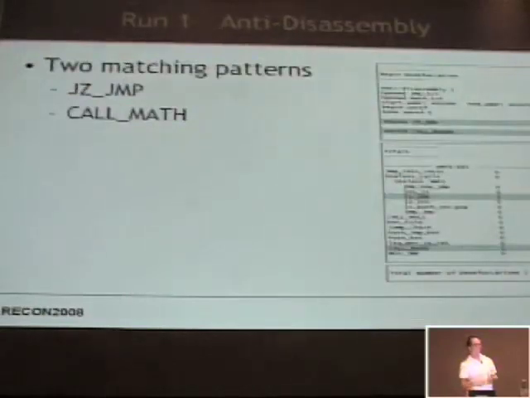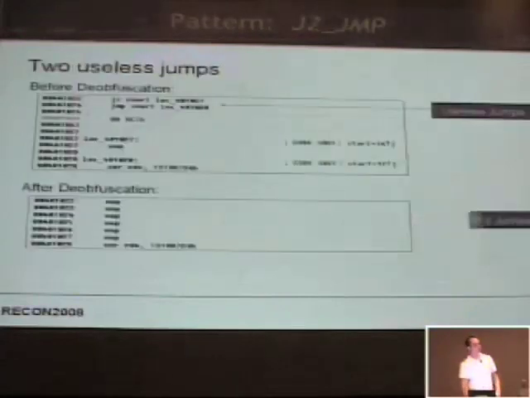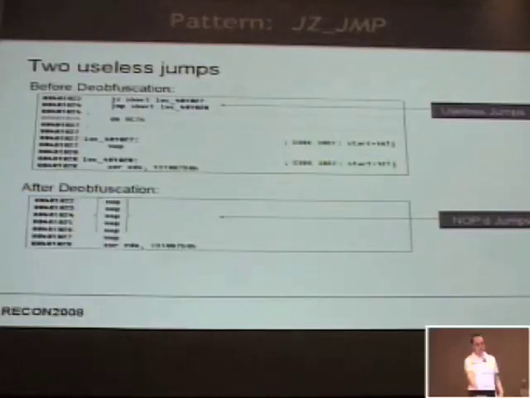The first run, we would want to run anti-disassembly, like I said. You'll find things like JZ jump, call math. These are things that are preventing analysis. A JZ jump is, we've got a couple of useless jumps at the beginning, followed by a junk byte.